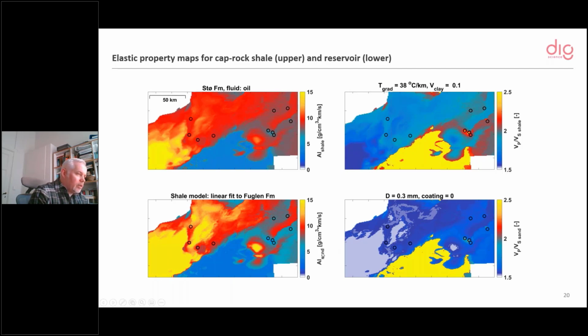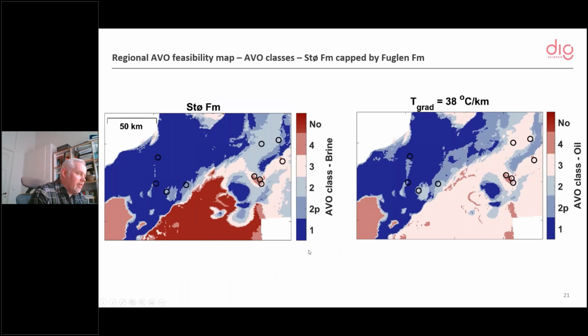And then having that, you automatically also can create any AVO attribute at that horizon. And this is showing the brine AVO class for brine-filled Stø over this region. And then you have the oil-filled. And here we assume the temperature gradient constant of 38 degrees.